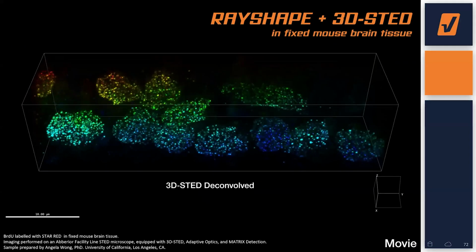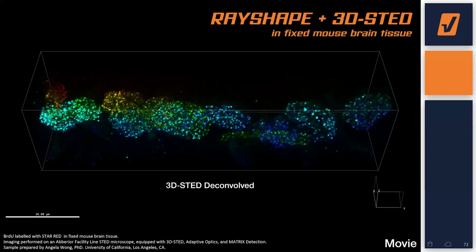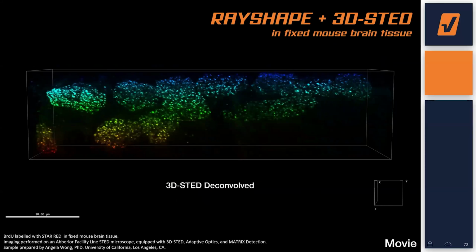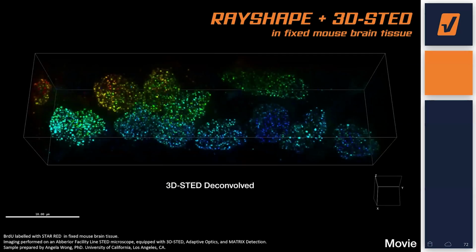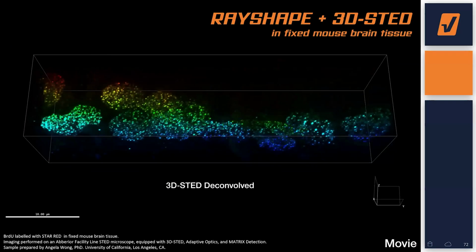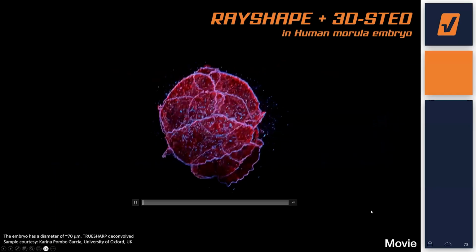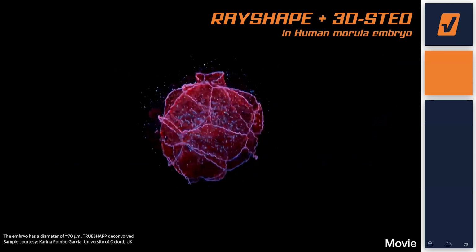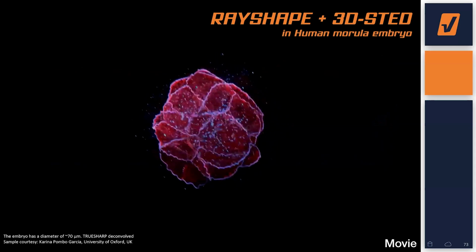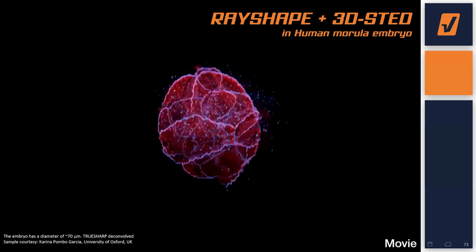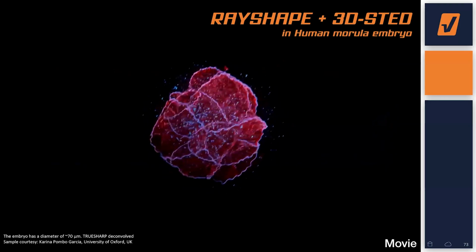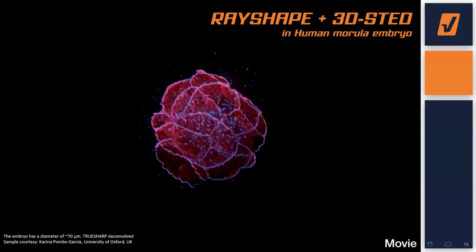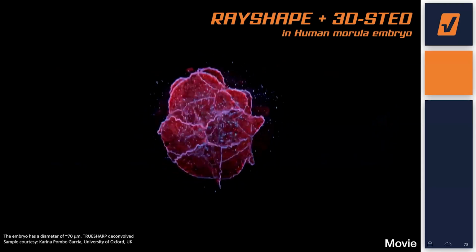Here's another example. Here's mouse brain tissue imaging, BrdU, to label the newly synthesized DNA, to study the proliferation of the neurons. Pseudo color indicates different Z layers. This example showed you a human morula embryo. It's two-color imaging with 3D STED and RayShape for deep tissue imaging. Morula embryo human, it's 16 to 32 cells at this stage. Now we can image the whole embryo.